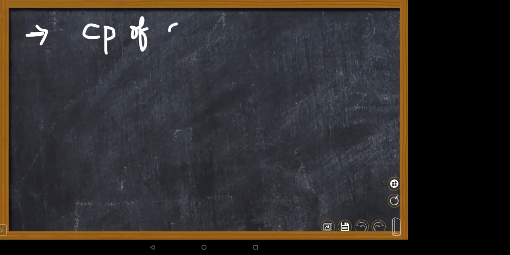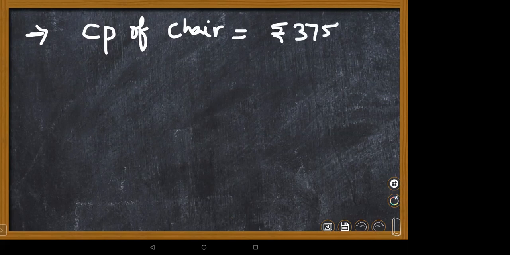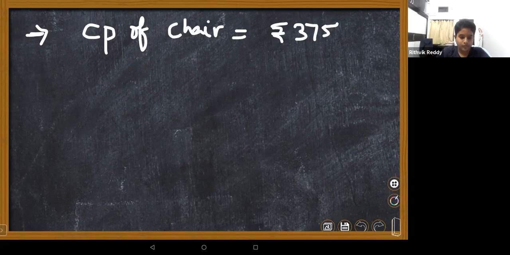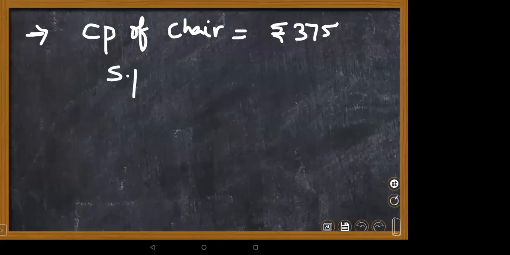A shopkeeper brought a chair. Brought a chair means, is it cost price, children, or selling price? Ma'am, cost price. Cost price. CP is simply the short form of cost price. So the cost price of a chair is rupees 375, and sold it for rupees 400. Sold price means selling price, SP. Sold it for rupees 400.